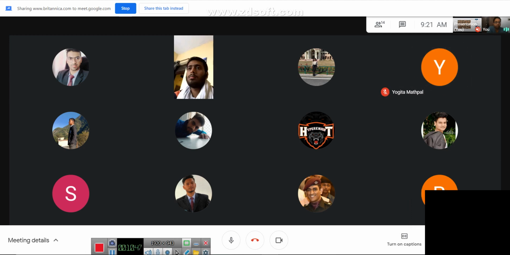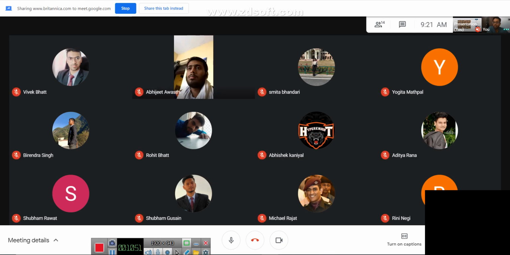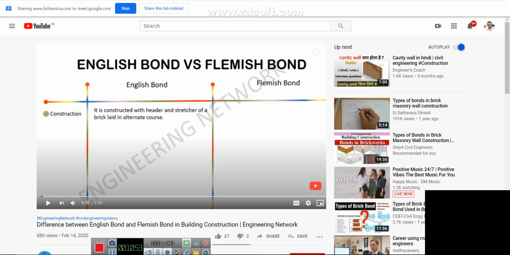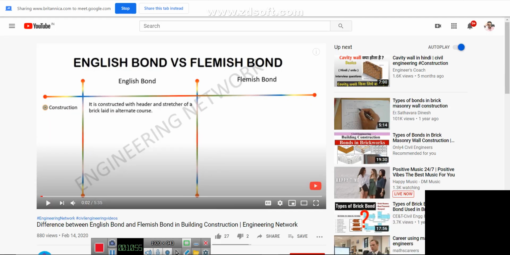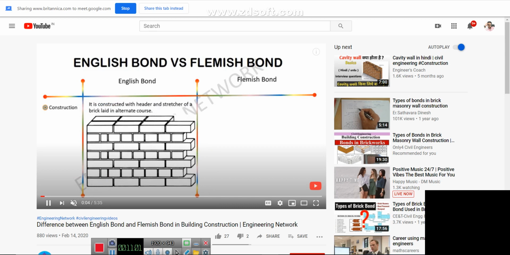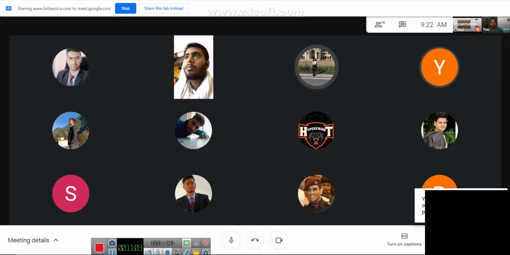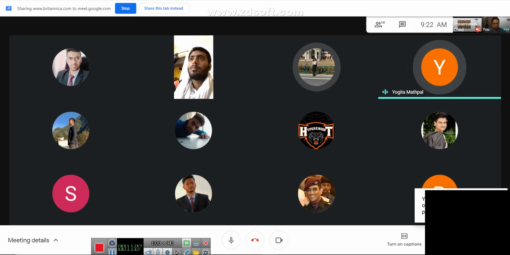Okay, fine. So now you understand what is the difference between a Flemish bond and an English bond. Now let us see in detail what is the difference between a Flemish bond and English bond. Please see this figure. Yes, what happened? If the material is the same, like we are using only mortar in every bond, then why is there a difference between these bonds? Why aren't they the same?